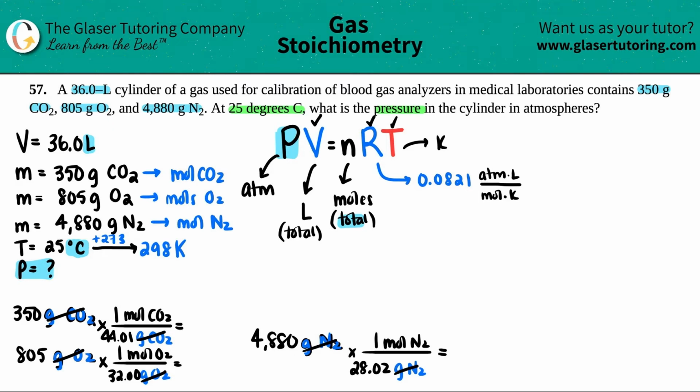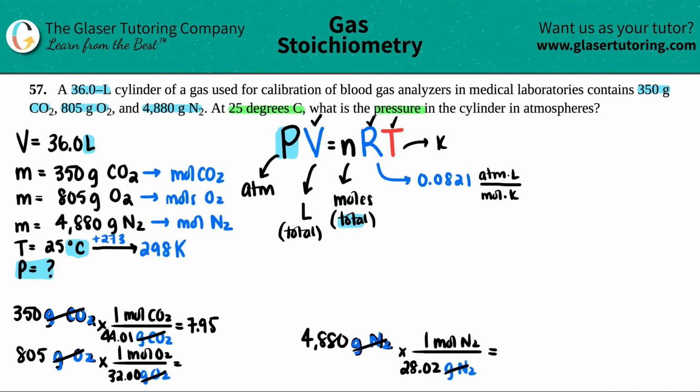So 350 divided by 44.01. I have 7.95. And maybe I'll just move this a little bit over here again. So 7.95 moles of CO2. I have 805 divided by 32. I got 25.16 moles of O2. And then I have 4880 divided by 28.02. I got 174.16 moles of N2.